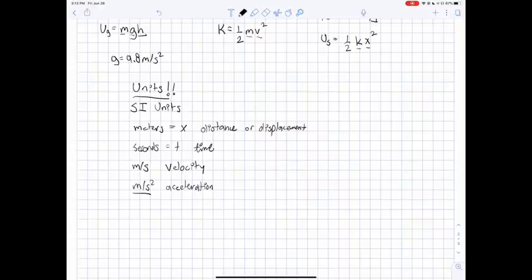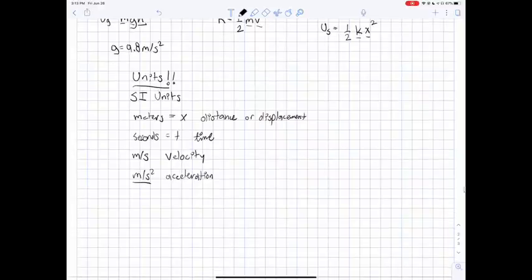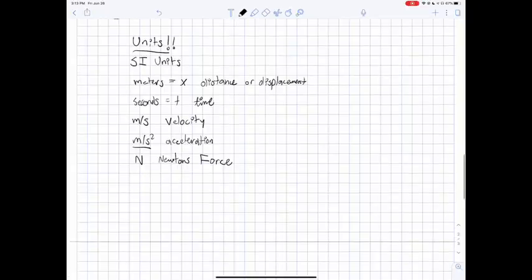Okay? And lastly, well, not lastly, first we have newtons. It's just capital N. Newtons. And this is the unit for force. And lastly, we have the joule. This is going to be our unit for energy. Okay?